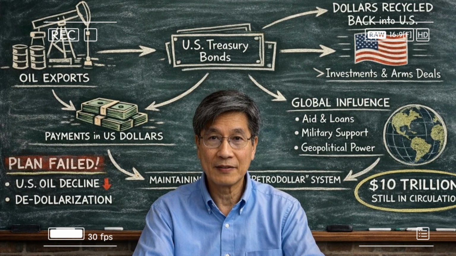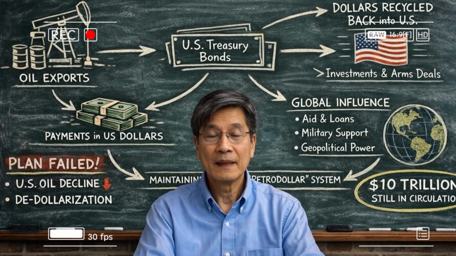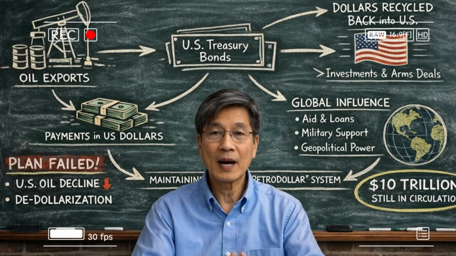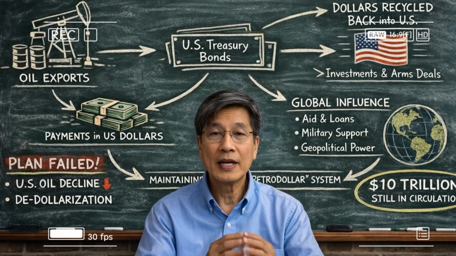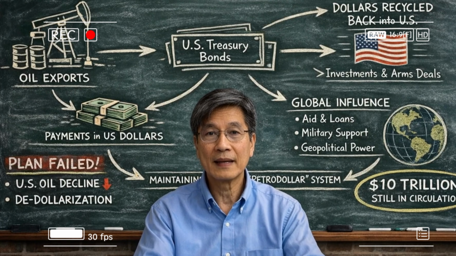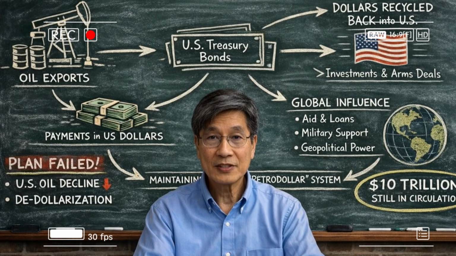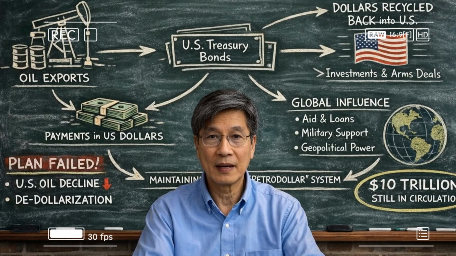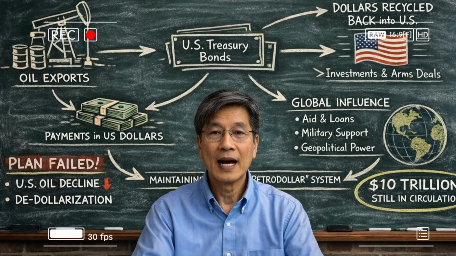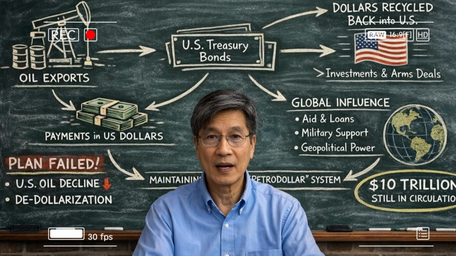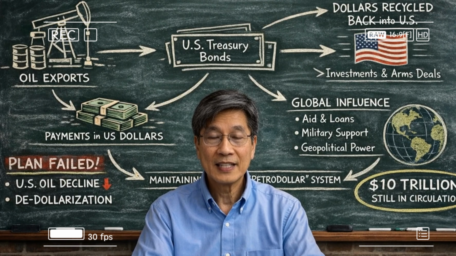And that demand gives the US major advantages. It keeps the dollar strong because everyone needs dollars. It allows the US government to borrow money more easily and at lower interest rates. And it means the US can use financial systems like sanctions to influence other countries because so many international transactions go through US banks. In simple terms, the petrodollar helps keep the US dollar at the center of the world economy.